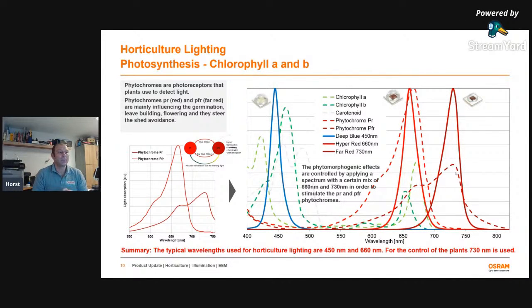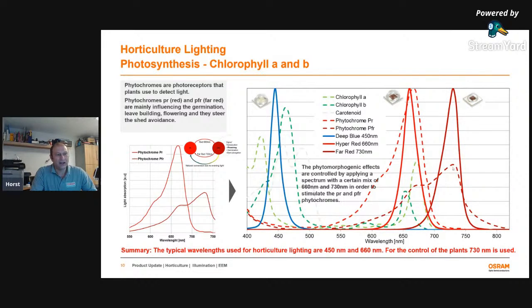An important thing is that photosynthesis gives the plant the energy, which means it transforms water and carbon dioxide with light into carbohydrates, which is nothing else than sugar, and this gives the plant the power to grow. So if we want to gain biomass, the most important thing is that we use hyper red, 660 nanometers, and blue, 450 nanometers. And then it gets interesting.